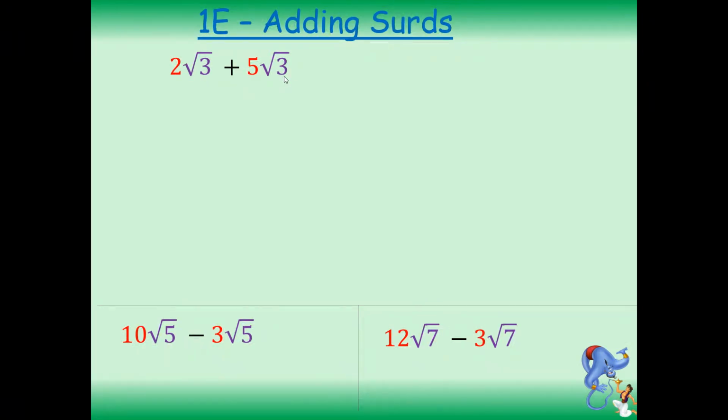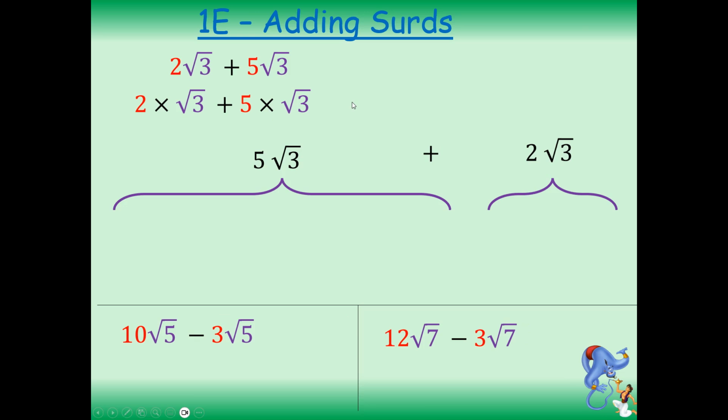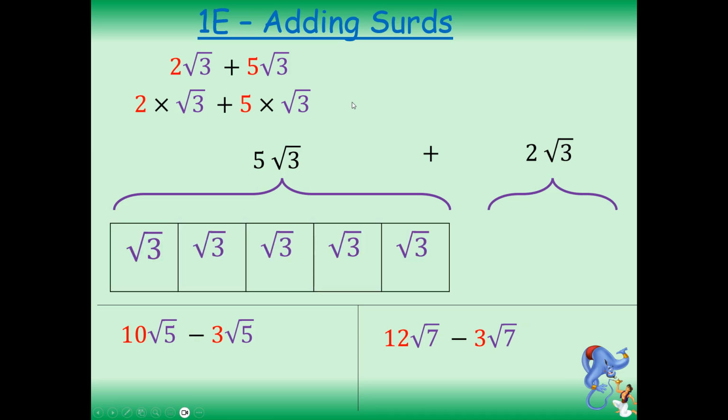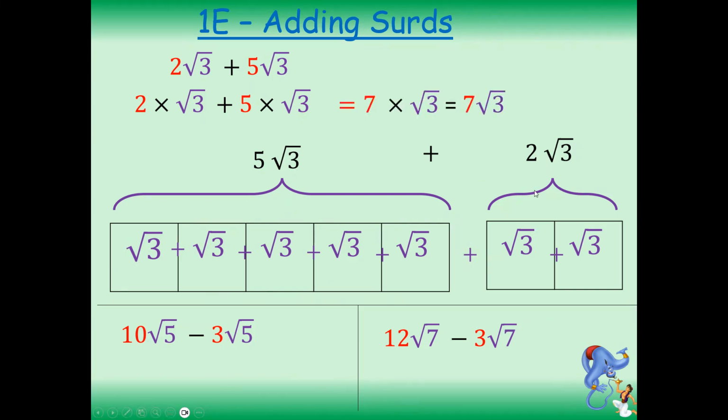You could think of square root of 3 as apples. 2 apples plus 5 apples make 7 apples. So in our case, we could write it as 7 lots of square root of 3. Now I've tried to expand it and show you that the answer to the problem up there is 7 root 3. Okay, you can simply go and write the answer here.